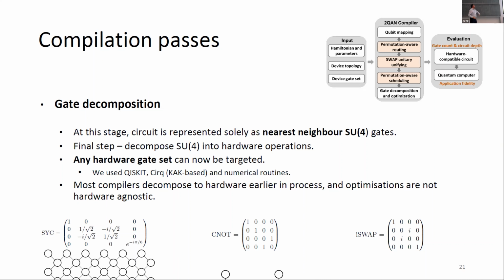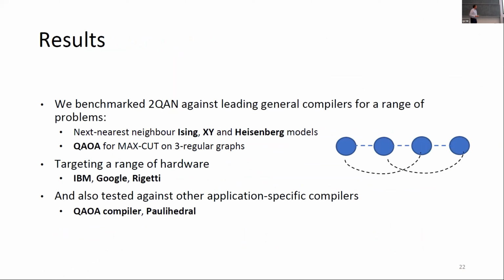And we used third party, obviously. IBM provide one in Qiskit, which decomposes to their gate set. Google provide one in Cirq, which decomposes to their gate set. And we also developed our own numerical routine if you had a really weird and unusual gate set which wasn't amenable to analytic methods. So putting this all together, we have a compiler.